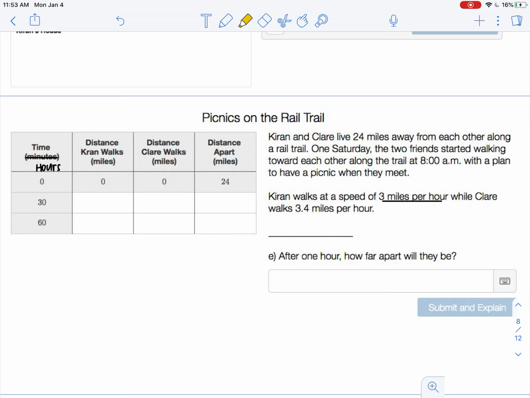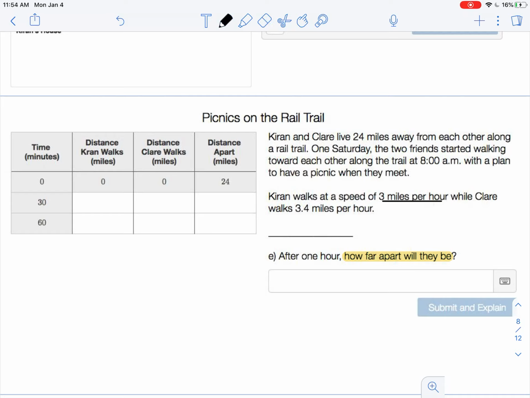But once you've done A, B, and C, press play on the video, and you'll be ready to talk about the real gritty part of this problem. So we need to figure out, after 1 hour, how far apart will Kieran and Claire be? And this table is a really helpful resource. Notice that we're calculating time in minutes.